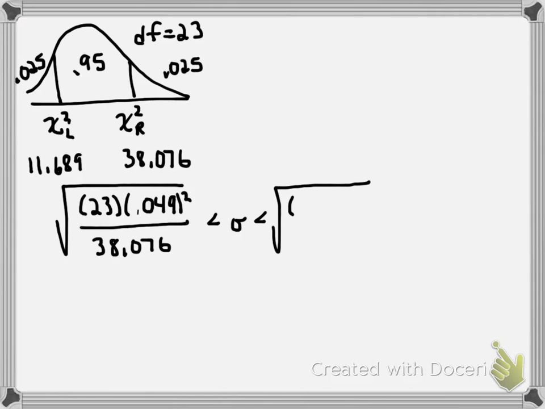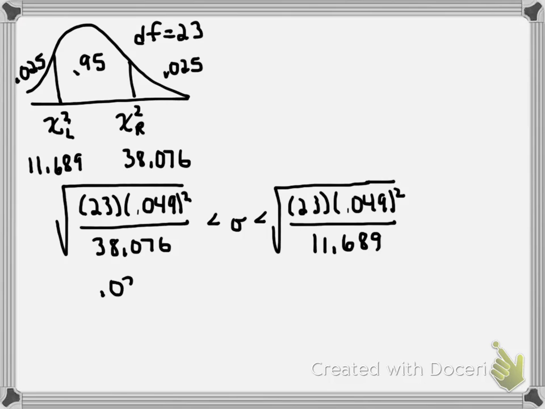The numerator is the same, the degrees of freedom, times the sample standard deviation squared. And this time we need to divide by chi-square on the left, which is 11.689. When we work this out, we will want to round to 3 decimal places, just like the sample standard deviation. So you should end up with 0.038 grams is less than the population standard deviation is less than 0.069 grams.